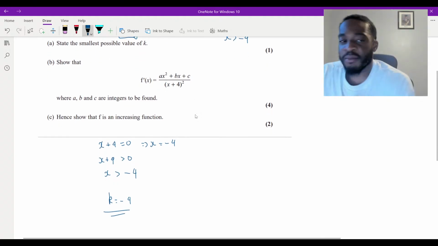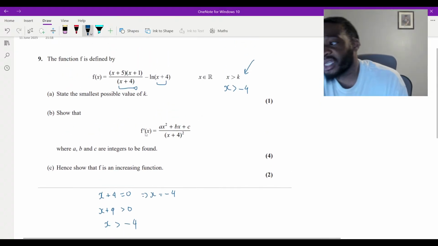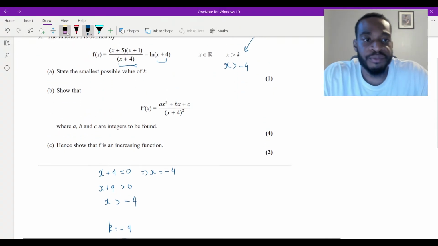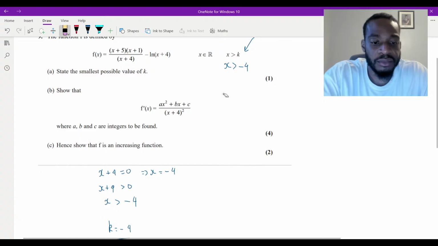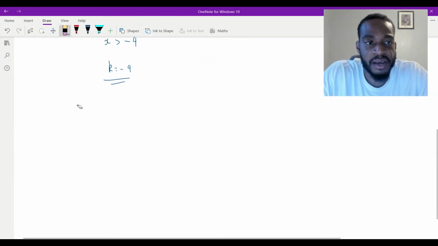So part B, show that. So how do we show that? We've got the function there. We've got f dash of x. We need to just differentiate it. So let's get that function, and then let's see where we're at.